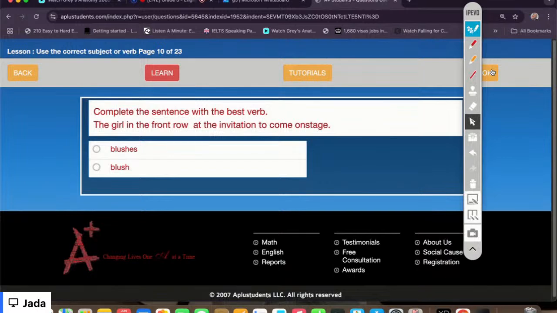So the girl in the front row dash the invitation to come on stage. Is it blushes or blush?